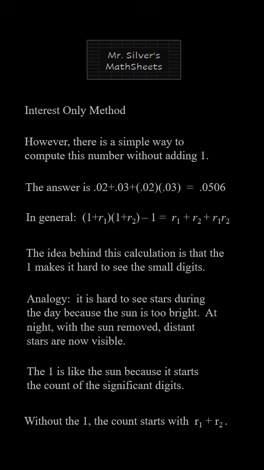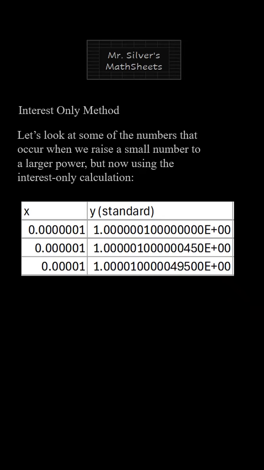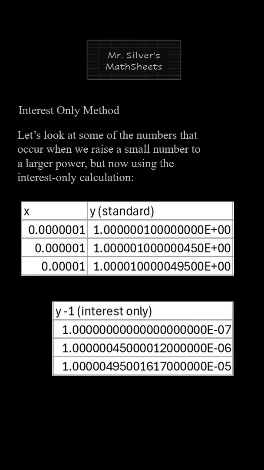So let's look at this calculation. Let's look at just the last row and see new digits we didn't see before. Up above, it ends in 495. Below, it's 495001617. Those are all digits we couldn't have seen without the interest-only calculation.